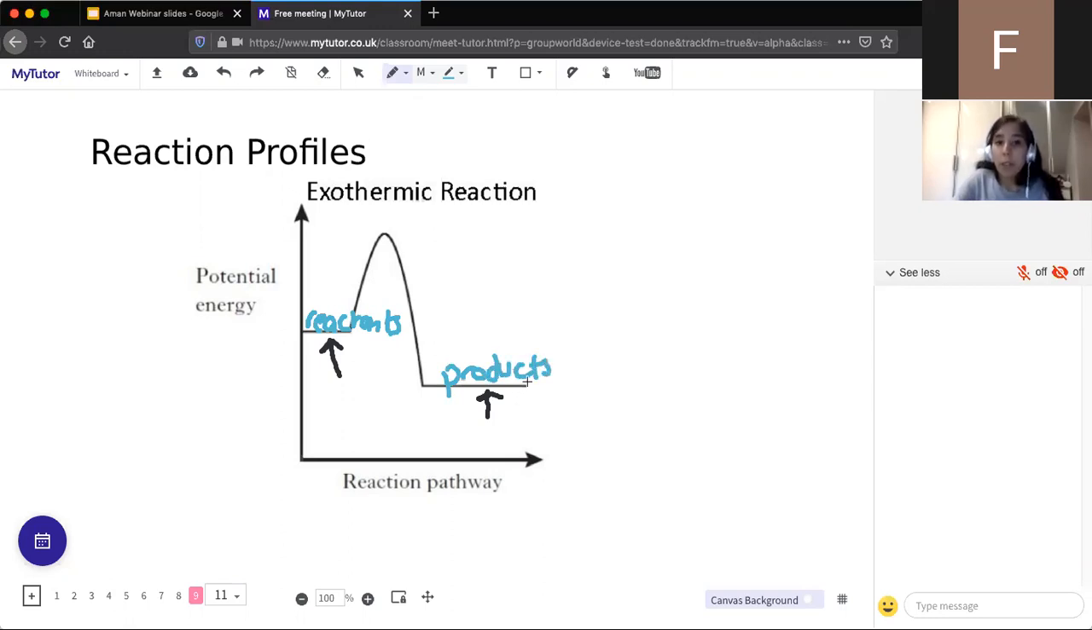Let's first of all think, why are the reactants higher than the products? We know in exothermic reactions, the atmosphere increases in temperature. But remember I said that the products decrease in energy, and that's because they lose that energy to the atmosphere.